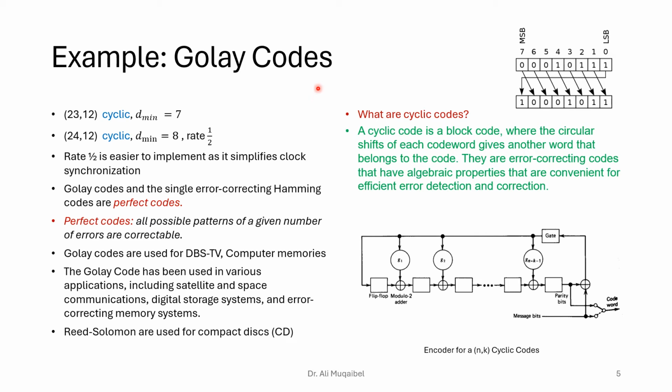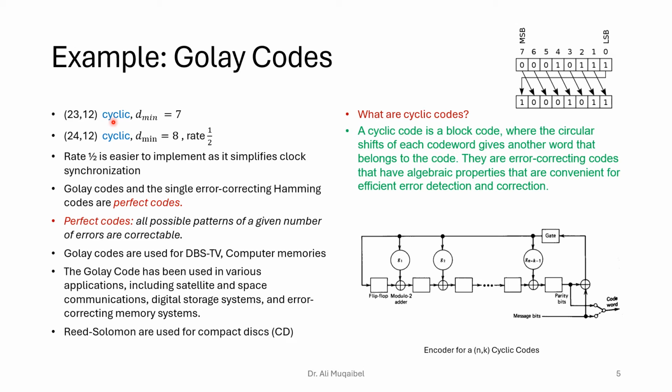Another example of block codes is the Golay code. It's a different code, with a different generation technique. Let's go over these examples just because they are used in satellite applications. For example, here we have the (23,12) cyclic code.